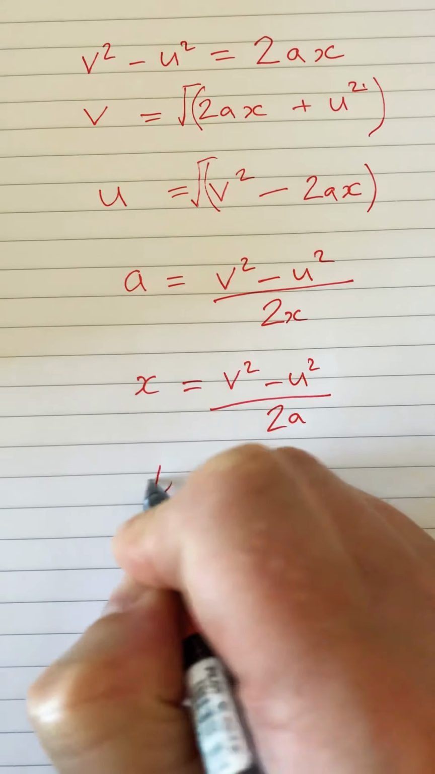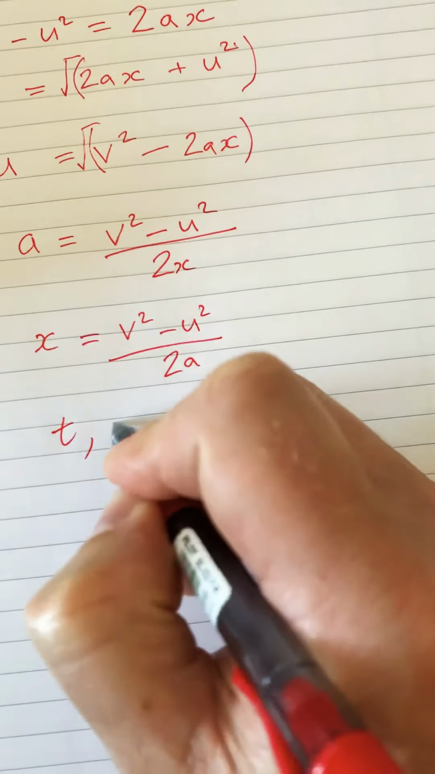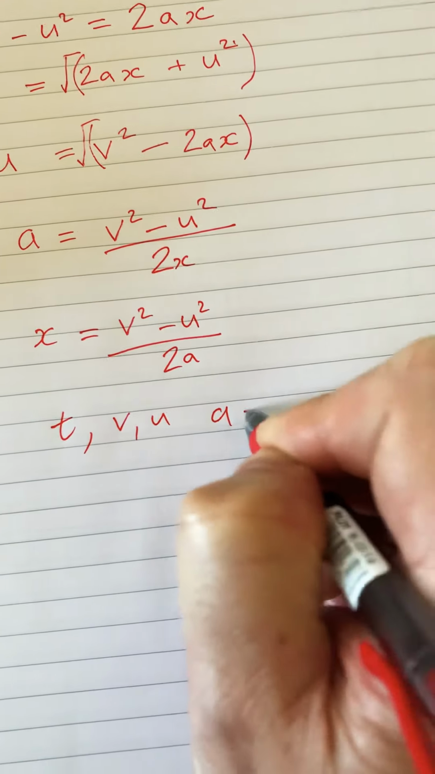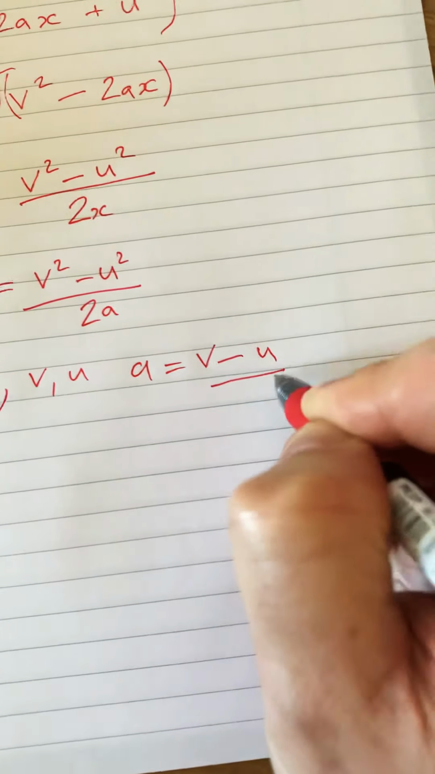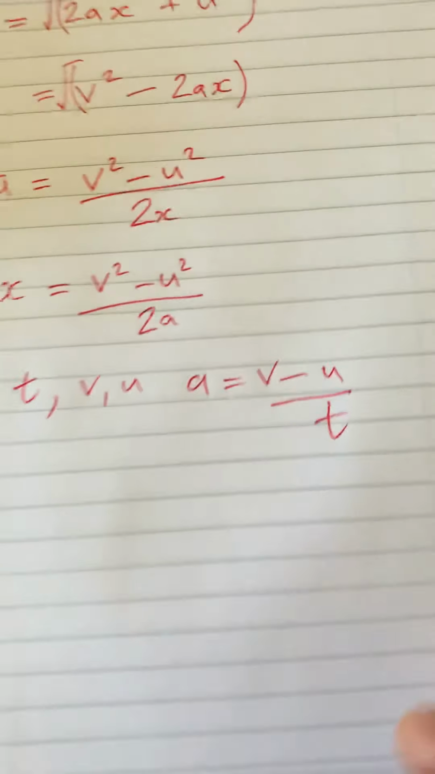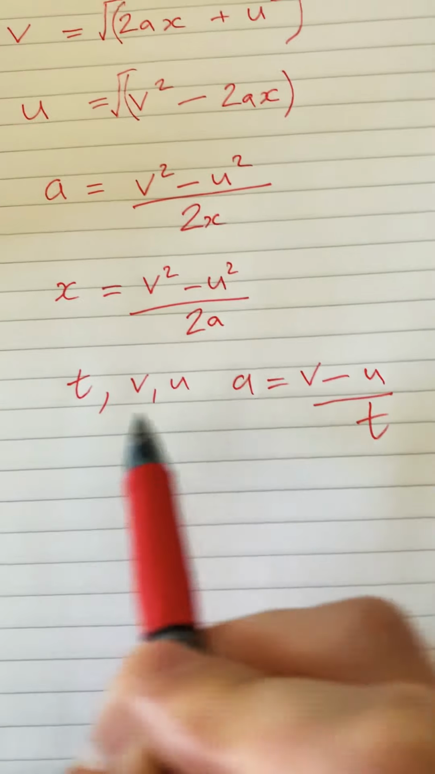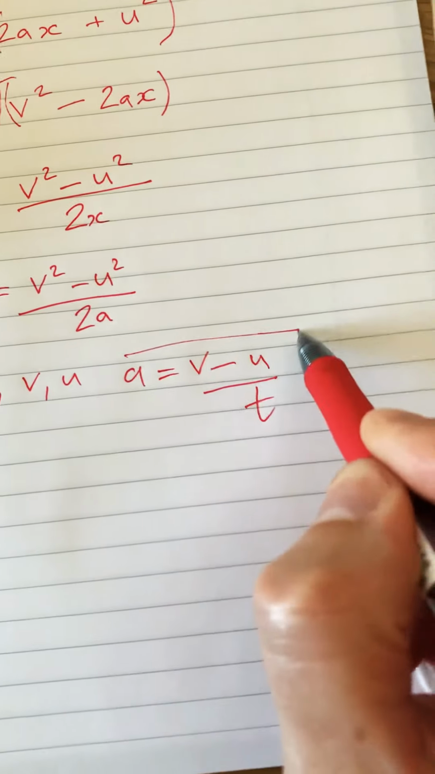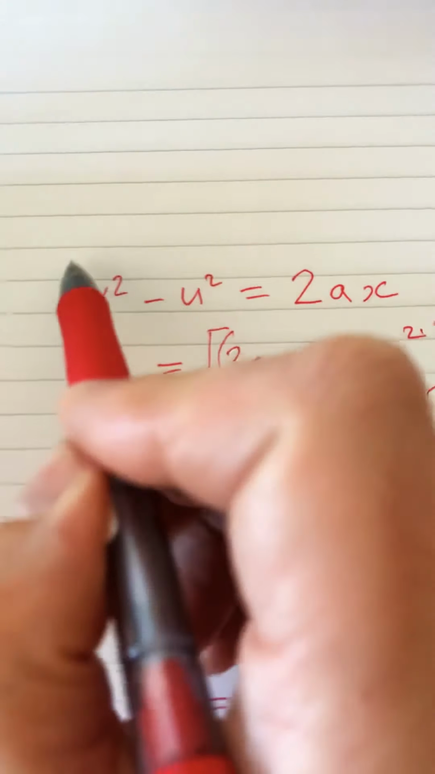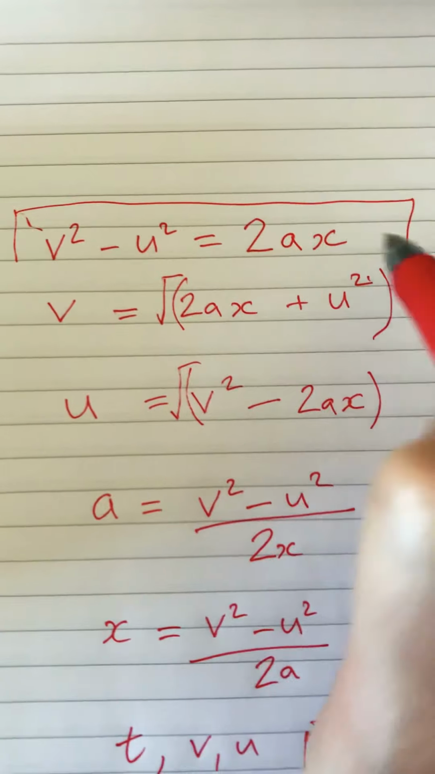So if you were given time, okay, and then speed and velocity, you know that acceleration is final velocity minus initial velocity, divided by the time taken. So if you are given time, you just use this expression. This one you have to learn, this one you are given, okay?